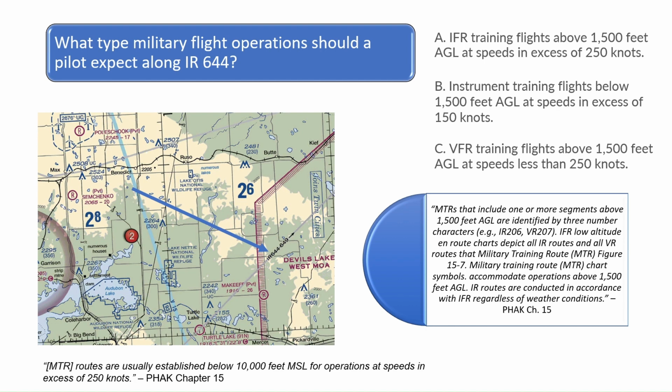Military training routes operated under VFR will have the code VR, and routes under IFR will have the 2-letter identifier IR. Since the question is asking what the code IR 644 means, we know that this would identify a military training route under instrument flight rules at an altitude above 1,500 feet MSL and at speeds greater than 250 knots. The correct answer is A.